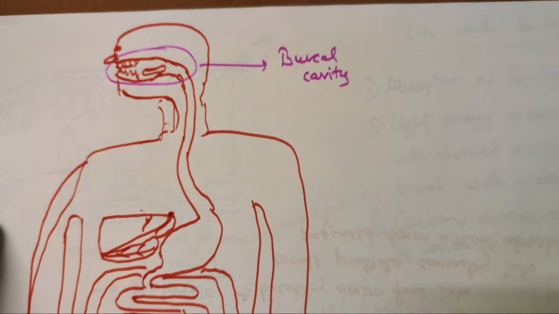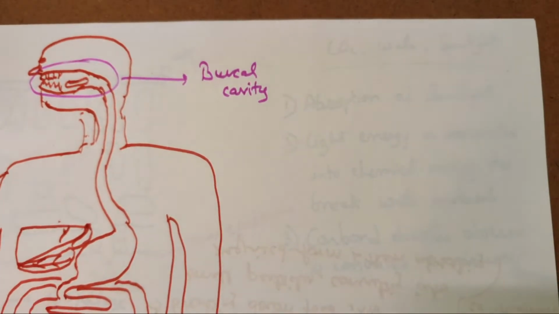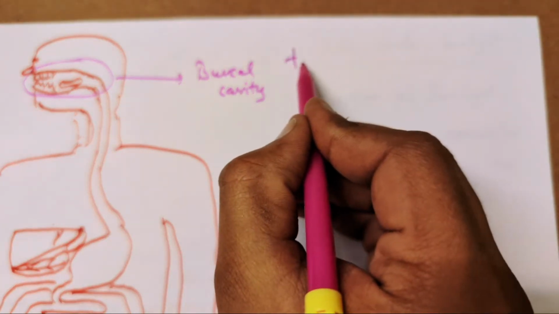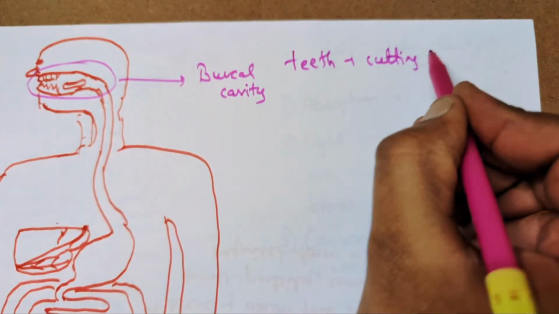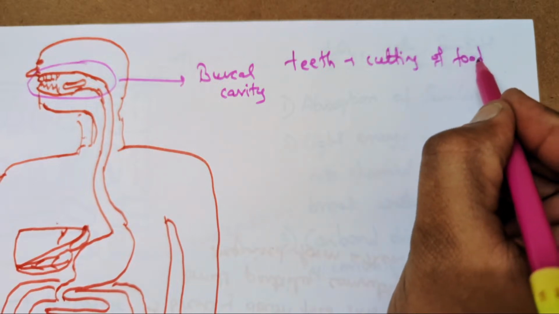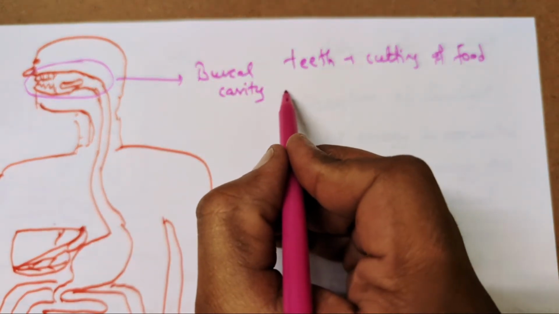So what is the teeth helping with? Teeth help to cut food. So whatever food we are taking, it will cut it. Cutting of food. The next part is we have salivary glands.